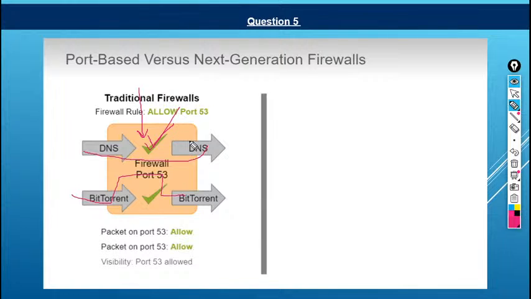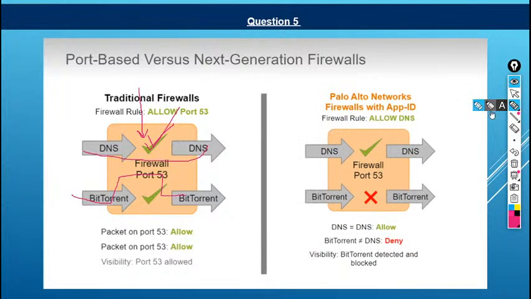Now if you are talking about the Palo Alto firewall application filter, let's see how it will work. You can see what happens in the case of the Palo Alto firewall. This one is not working only on your port number. It will check the behavior of the application. As you know, DNS sends a request to resolve a name, name to IP address. So this type of traffic we are sending on DNS, it will check the behavior of that traffic and allow it.